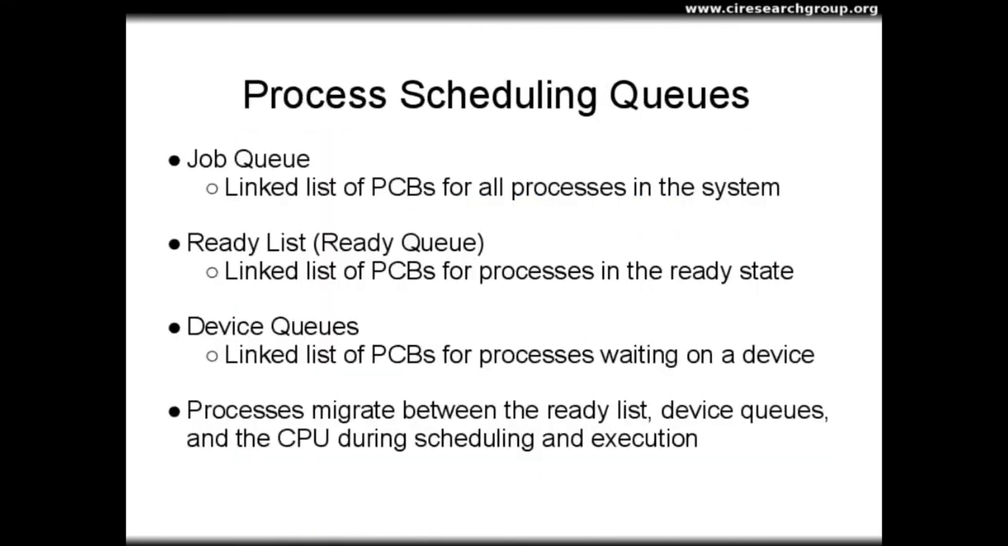During the lifetime of a process, the corresponding process control block is moved between various queues in the operating system. Each queue is a linked list of process control blocks, and multiple linked lists overlap. All PCBs are at all times in the job queue, which is a linked list of all process control blocks in the system. Process control blocks corresponding to processes in the ready state are linked into the ready list. Processes waiting for device I/O have their PCBs linked into various different device queues.